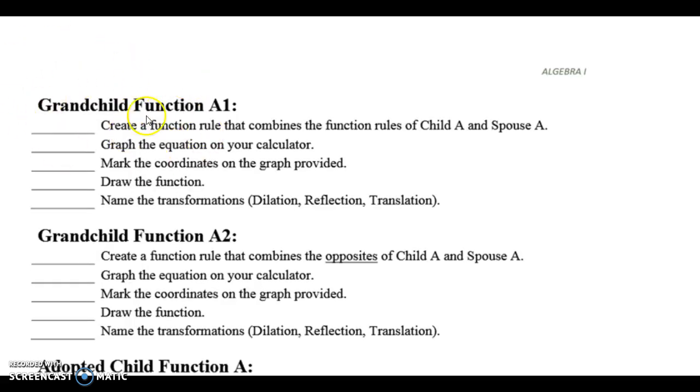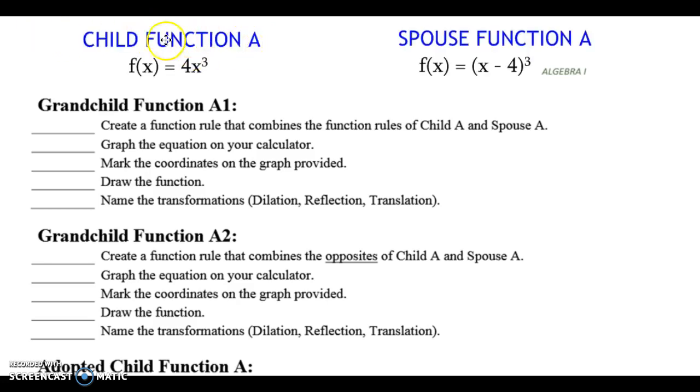On this next page of the checklist, it describes the grandchildren. Now keep in mind the grandchildren functions are going to be the combination of the transformations that you made for the child and spouse. So as a brief example, let's say you had child function A and spouse function A, and they had two different transformations that looked like this. So we have child function A, which is a vertical dilation by a factor of 4. Spouse function A is a right horizontal translation by 4 units.